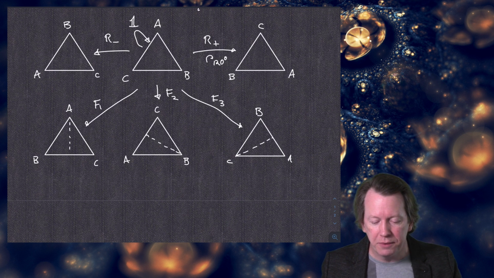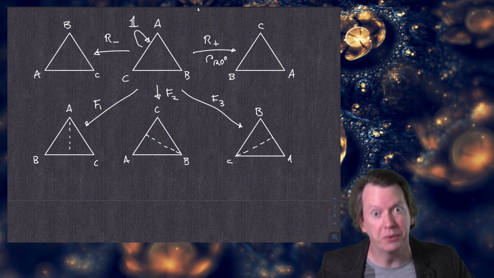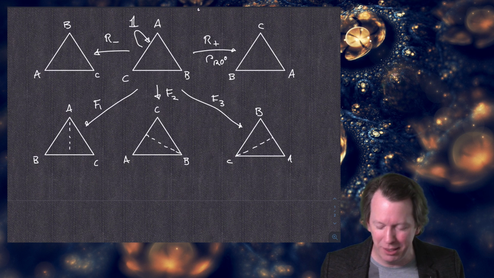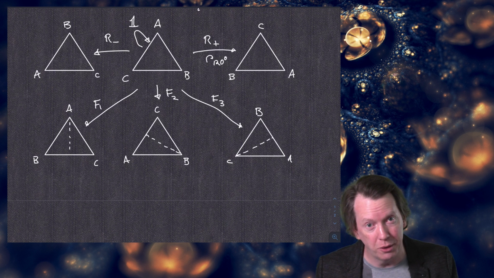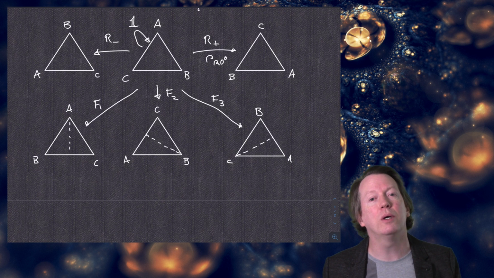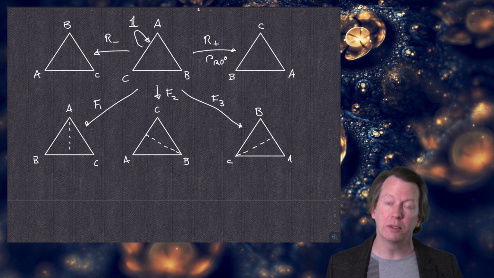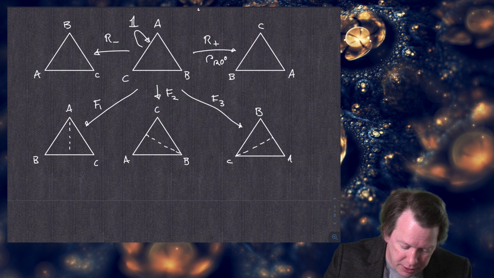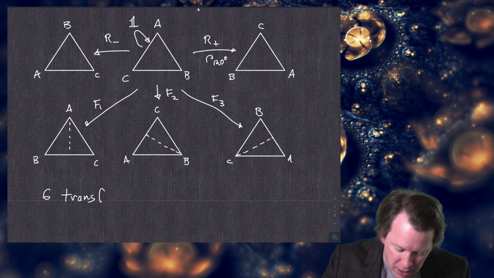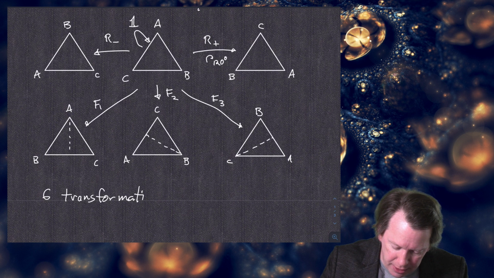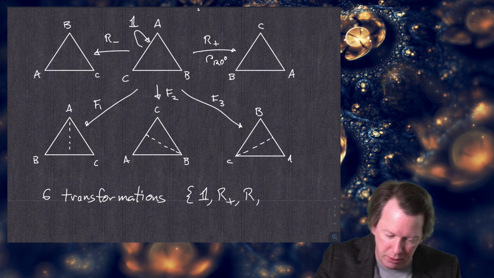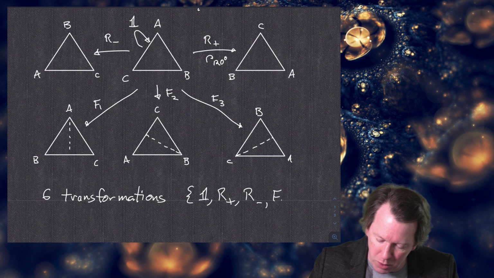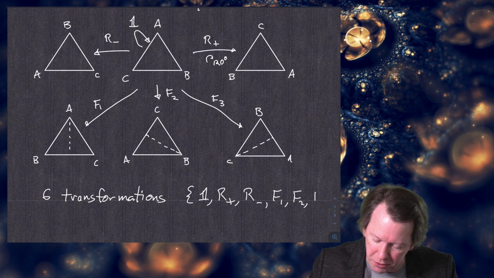So there's a lot of information here. There's a lot of structure going on here. This is what makes mathematicians excited about symmetries, is that you don't need to simply go ahead and enumerate all the different possible symmetry transformations. You can talk about how they relate to each other and what kind of structure they form. So together, these 6 transformations, and we'll list them: the identity, rotation clockwise by 120, rotation counterclockwise by 120, flip around one axis, flip around the other, flip around the third.